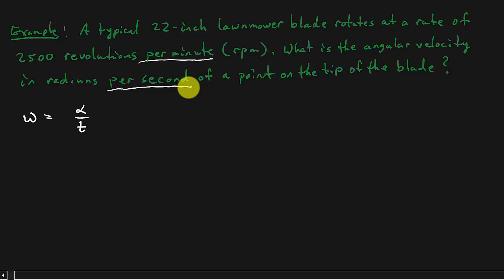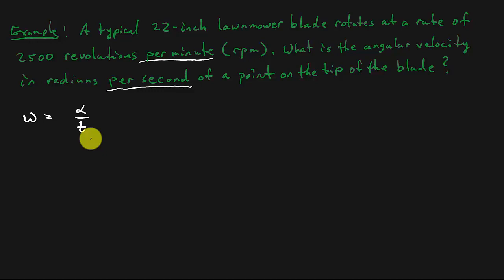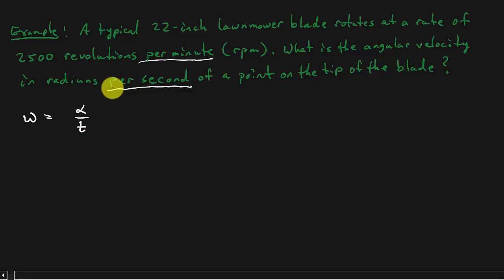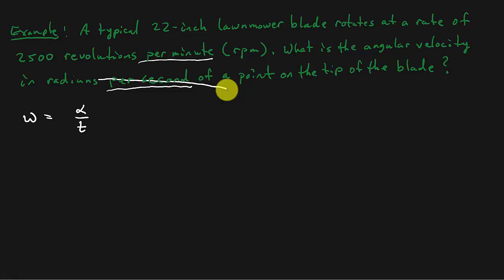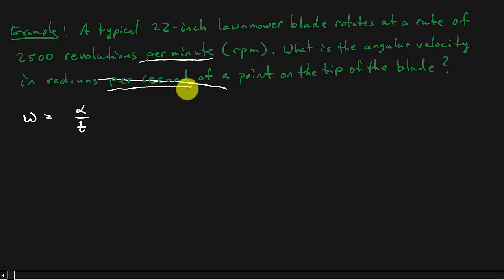Now, there's a couple of ways you can go about doing this. You can convert everything first and then plug it into the formula. I think the easiest thing to do is, for right now, just disregard that. Don't even pay attention to what units they want for your final answer. We're going to pretend like that's not even there. Just find the angular velocity. Forget about radians per second for now.